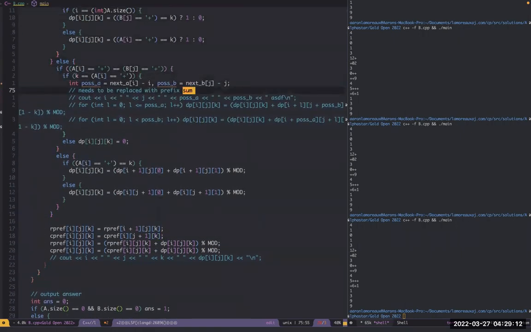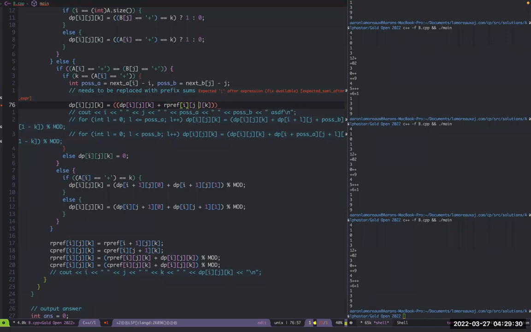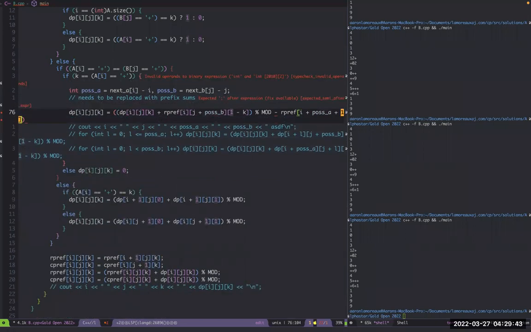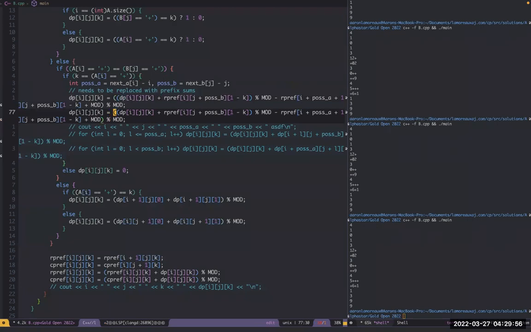Now we should use them, which we don't need the for loops anymore. We just need dpijk equals dpijk plus rpref ijk. I think no, I j plus copy 1 minus k mod minus r pref I plus a 1 is 1 minus k. The only difference here is we just want to make this one I plus a. They should be C pref.